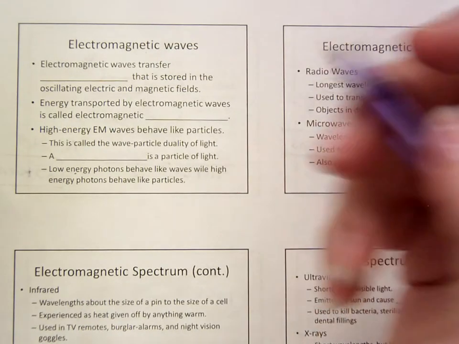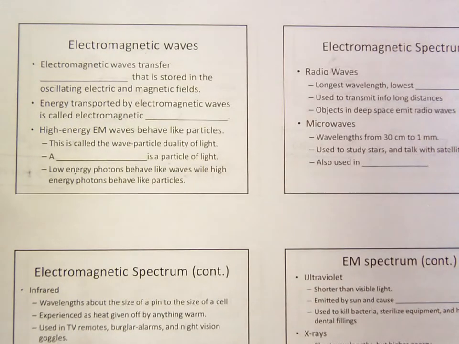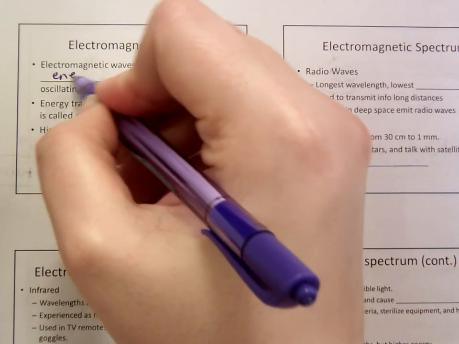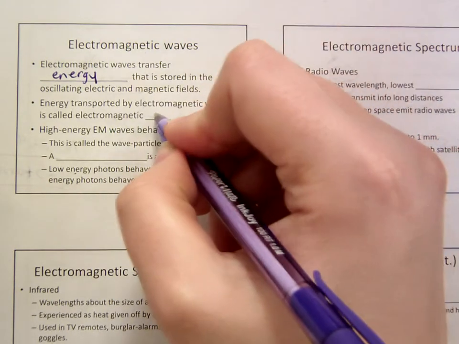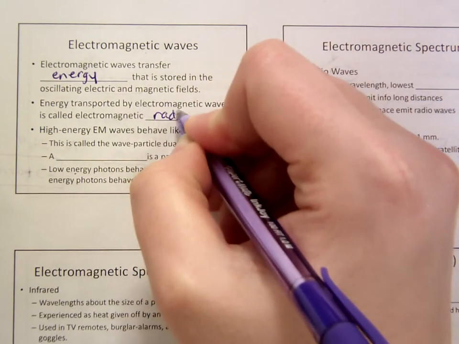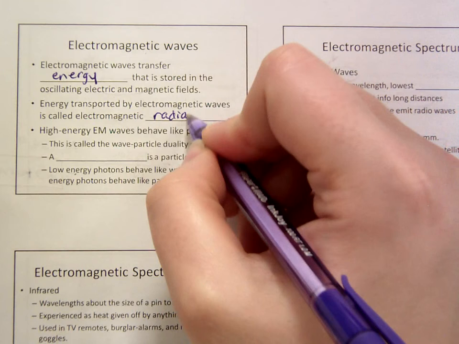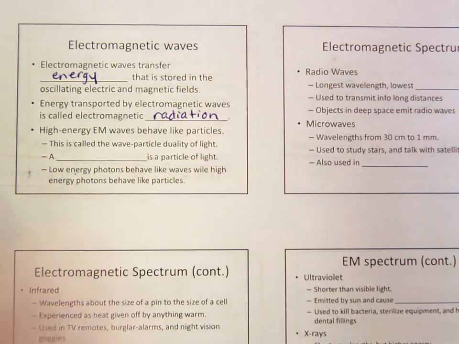Now, electromagnetic waves transfer their energy that's stored in the electric and magnetic fields as they rotate. And this energy transported by the EM waves is called electromagnetic radiation. So sometimes if you're looking up information about these, you might see electromagnetic waves, but other sites might use the phrase electromagnetic radiation. They are referring to the same thing.